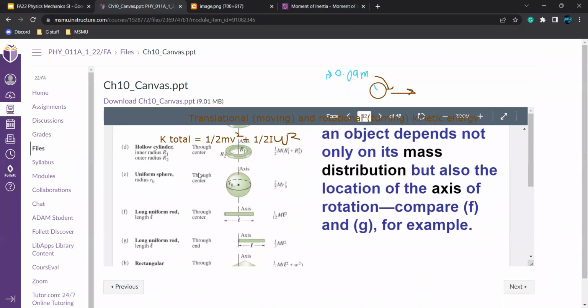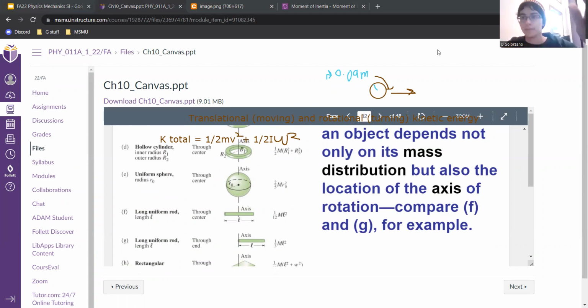So you're right, this is probably a uniform sphere with the center of rotation through the center, right? Because you're going to have the center and then the ball is rotating around it. It just happens to also be moving. This is the center of rotation, and you've got the ball rotating around it, but it also just happens to be hitting the ground.